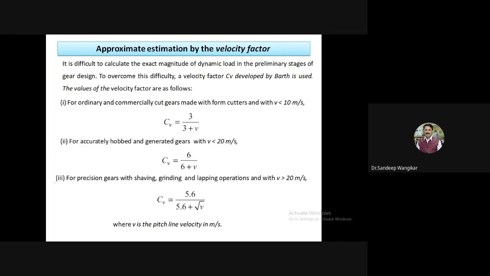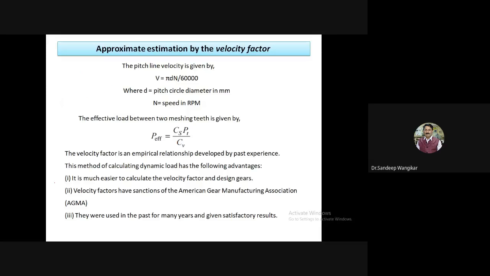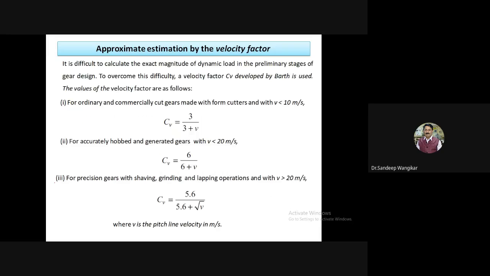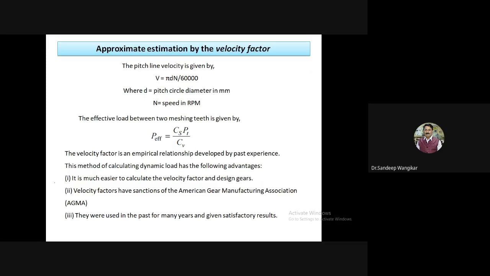Okay, let us move further. This is the CV we have calculated. CV is the velocity factor and V is the pitch line velocity. In each of the three formulas, there is 3 upon 3 plus V, 6 upon 6 plus V, and 5.6 divided by 5.6 plus root V. So what is V? V is the pitch line velocity, and it is calculated as V is equal to pi D N divided by 60 into 10 raised to 3.